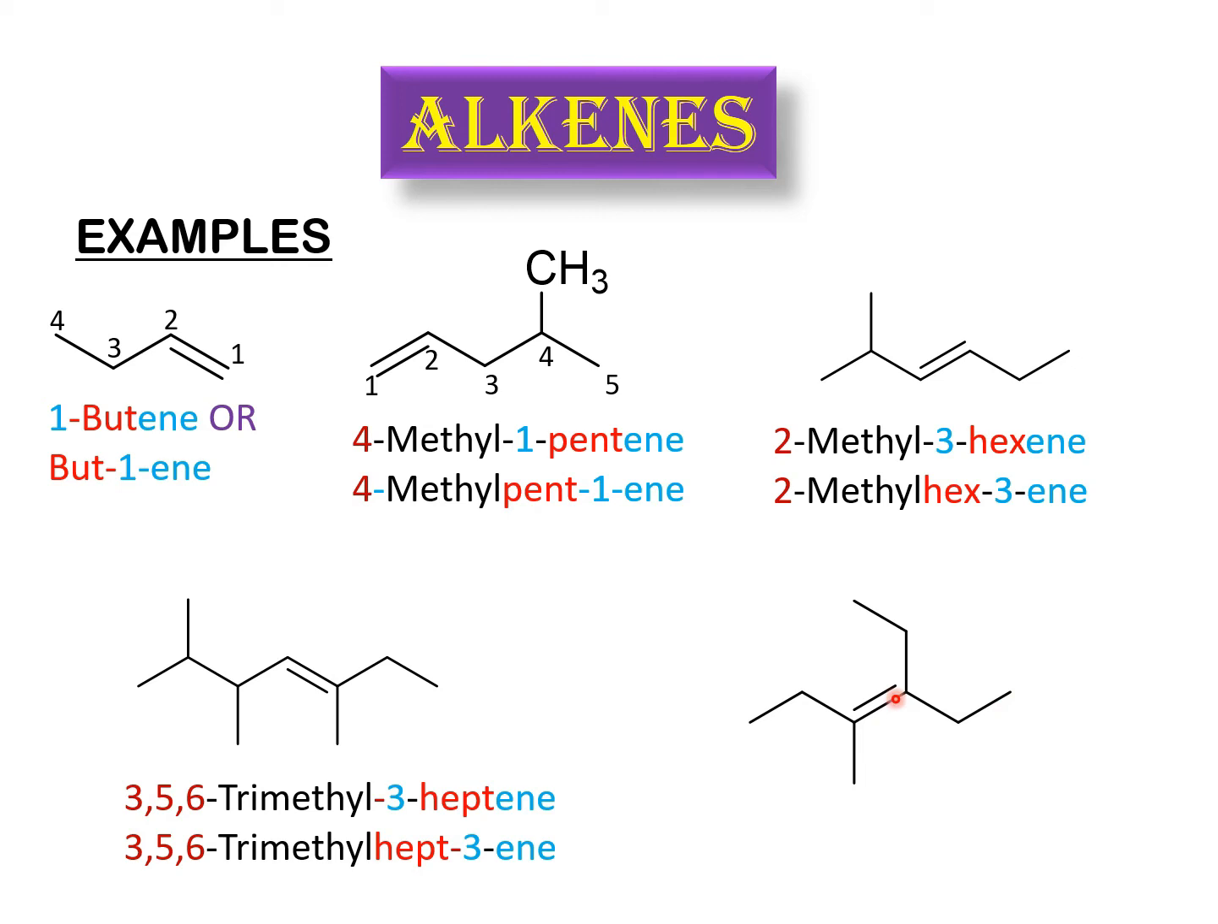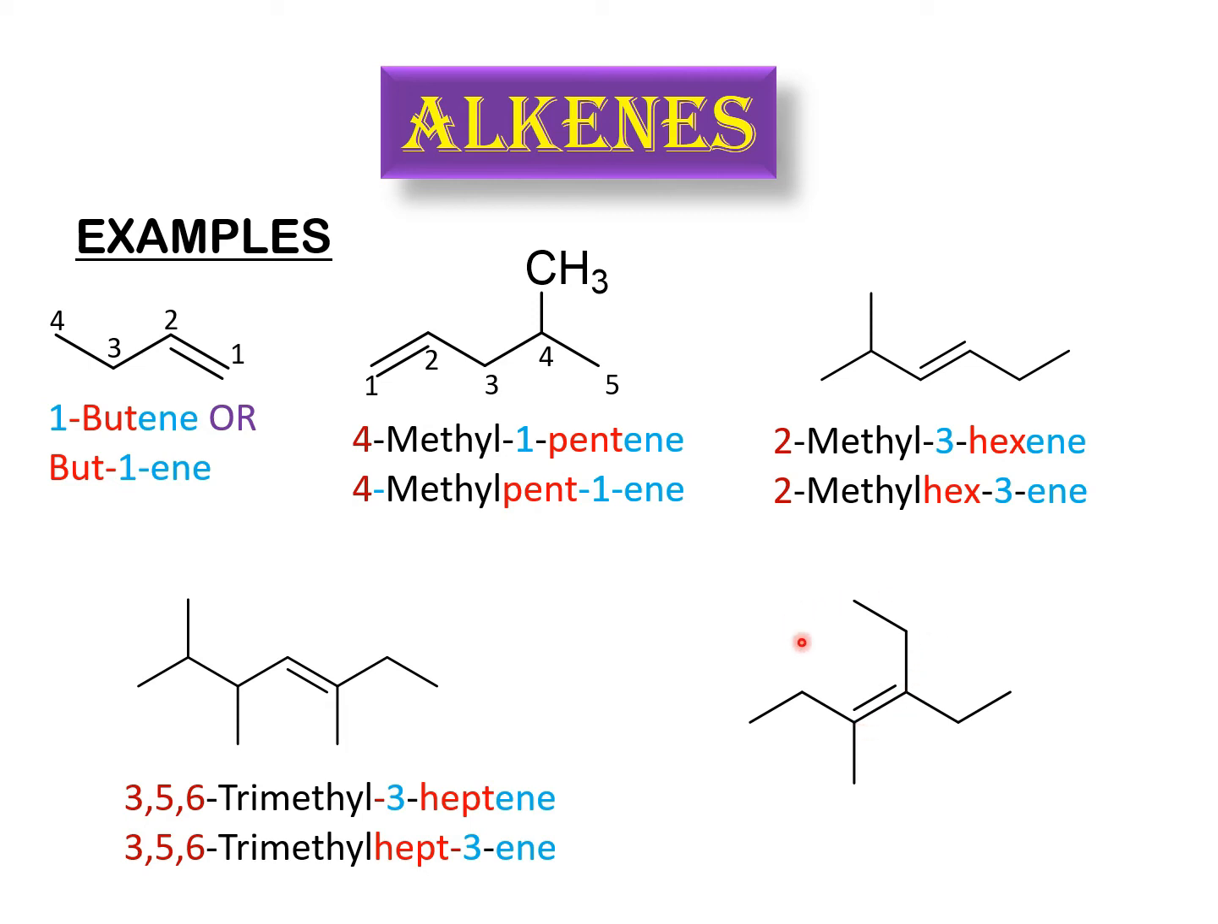So double bond cannot decide from where we should start the numbering. Then obviously you have to see the positions of the substituents. We have two substituents, a methyl group at this carbon and an ethyl group at this carbon. So if you start from the left, the substituents are at 3 and 4, and if you start from the right, again the substituents are at 3 and 4. So again, substituents cannot even decide from where you should start numbering.